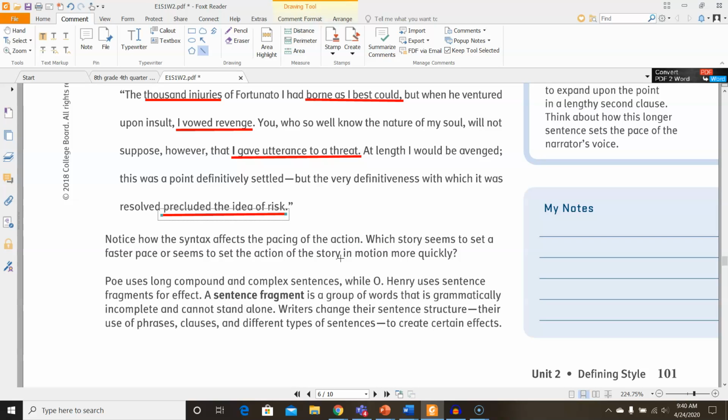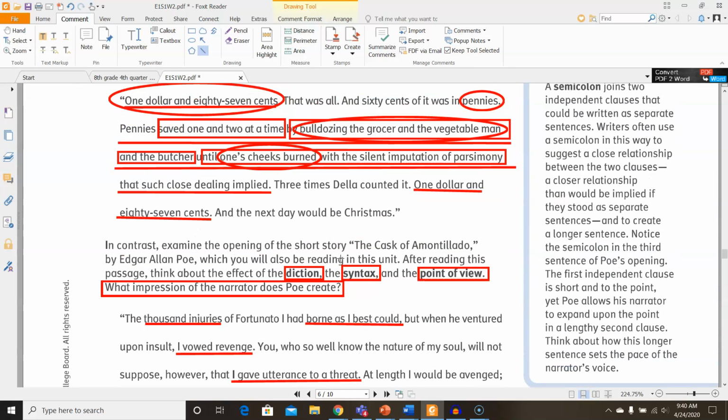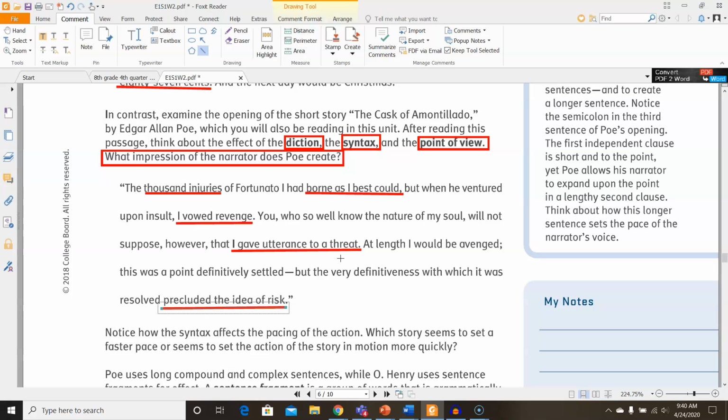So which story seems to set a faster pace or seems to set the action of a story in motion more quickly? When you look at that first selection, they're using a lot of fragments, which causes it to feel kind of urgent. When the sentences are short, when they're fragmented, it causes a sense of urgency or anxiousness because the author is trying to communicate to us how that character is feeling. In that moment, that character is feeling anxious and distraught because she only has $1.87 and it's the day before Christmas. So we can imagine that she doesn't have enough money to get a Christmas present.